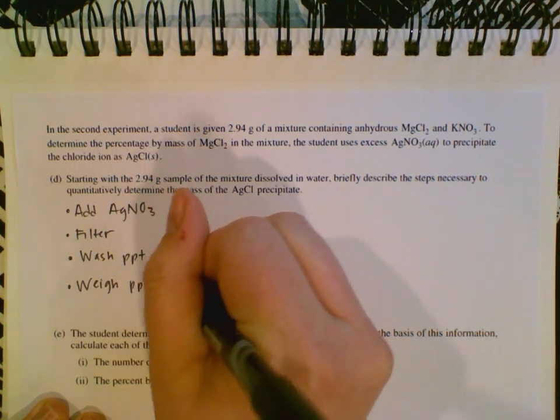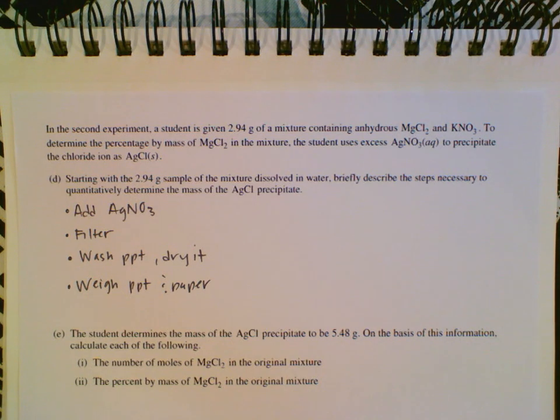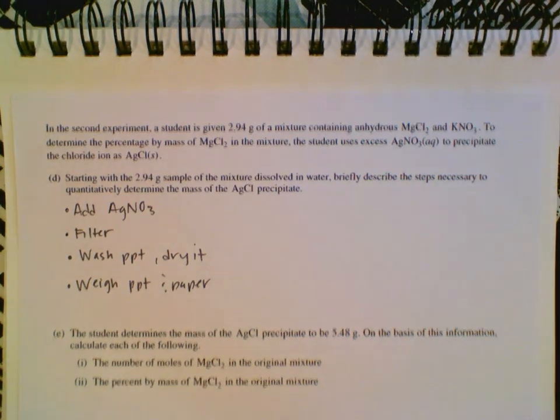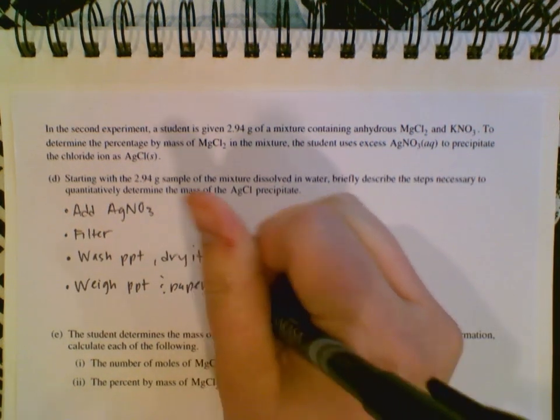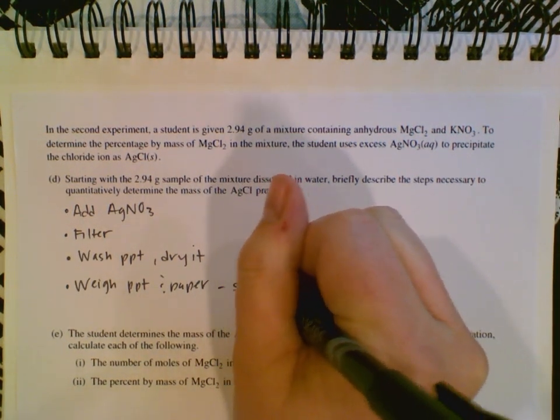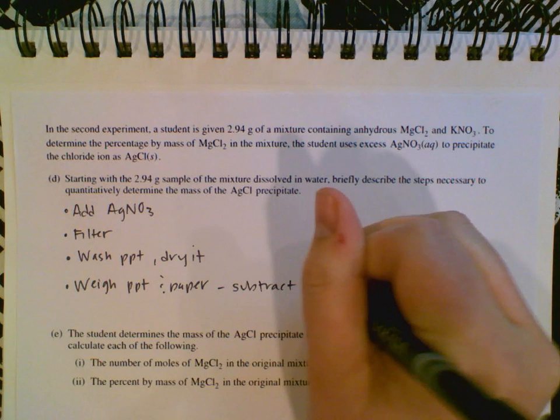at the end. Okay, for the scoring on that, it says 2 points are earned for all three major steps: filtering the mixture, drying the precipitate, and determining the mass by the difference. So what they mean is, weigh the paper with the precipitate and then subtract the filter paper.